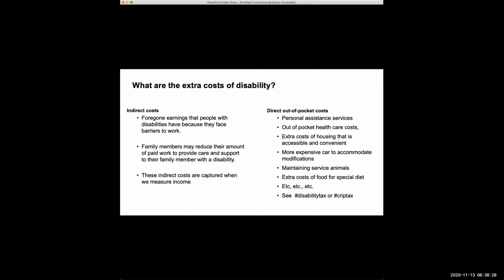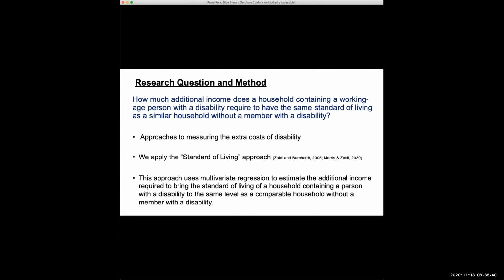There's a hashtag, actually two hashtags, called disability tax and crip tax. And these hashtags were started by the disability community to start discussing what some of these extra costs of disability are. And so I would encourage you to not only check it out, but join in on the conversation as well.